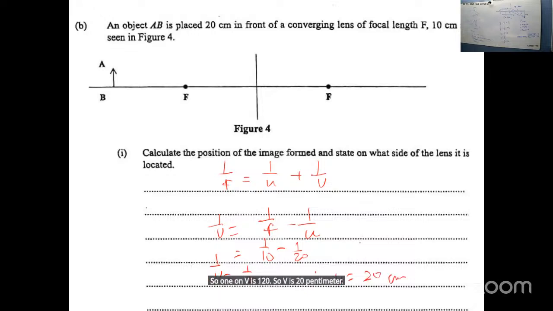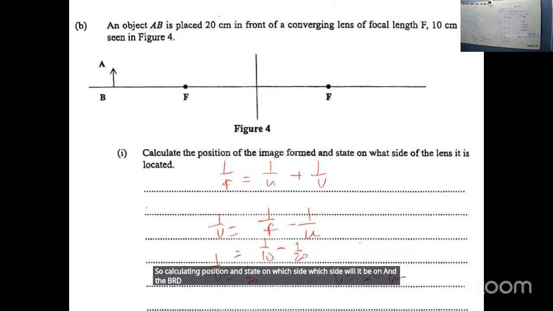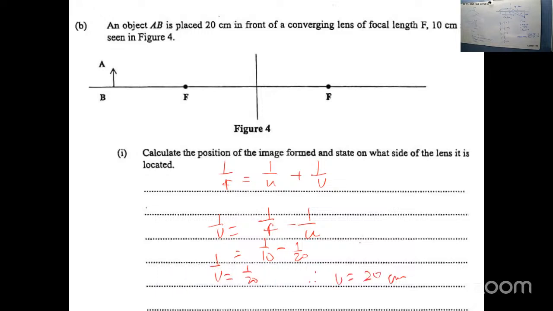Right, so calculate the position and state on which side. Which side will it be on? It will be on the opposite side of the lens. Here is opposite side, and here is same side. Look at the diagram: opposite is on the right, same is on the left. So the answer is on the opposite side of the lens.